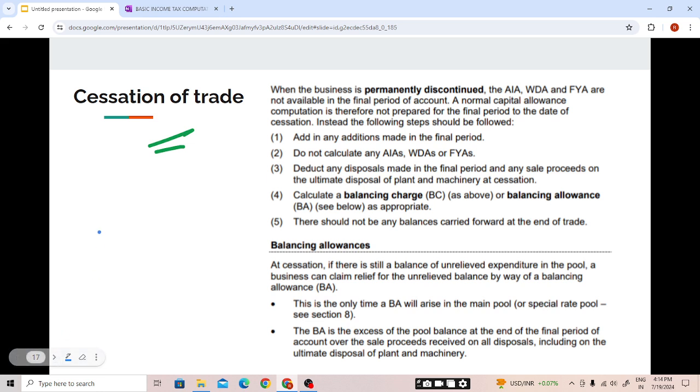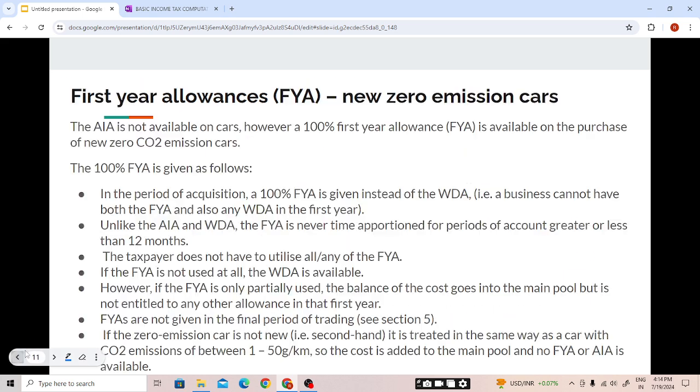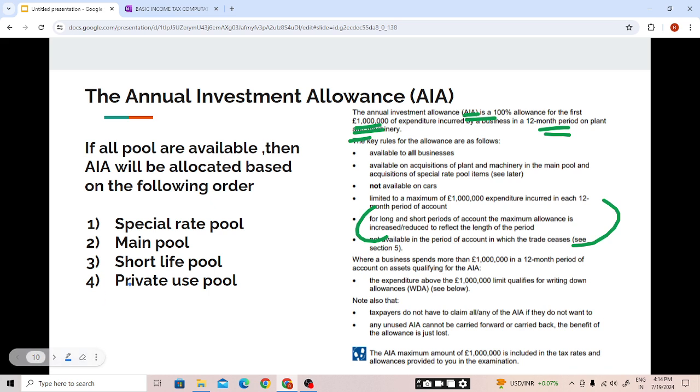Now students, we will be seeing the cessation of trade, when we close our business. So students, we have already seen that when the business is permanently discontinued, then AIA, WDA and FIA will not be available. We have already covered this here, students. The WDA will not be available in the cessation. FIA will not be given in the final period of trading, and AIA will also not be available in the period of accounts.